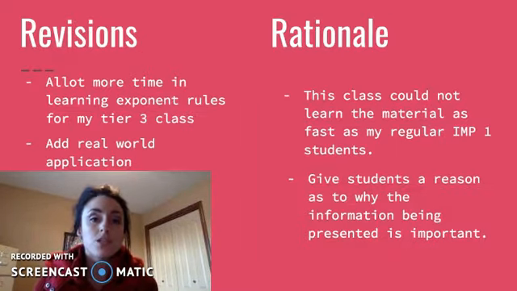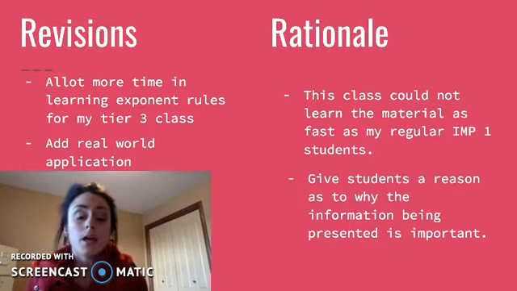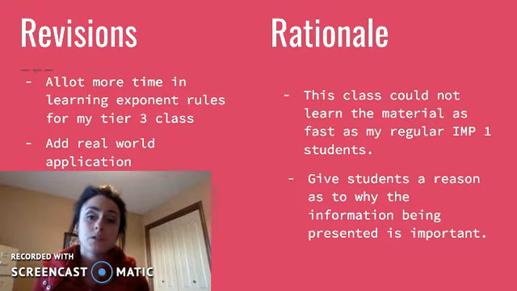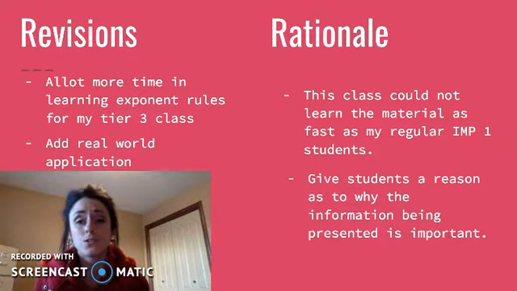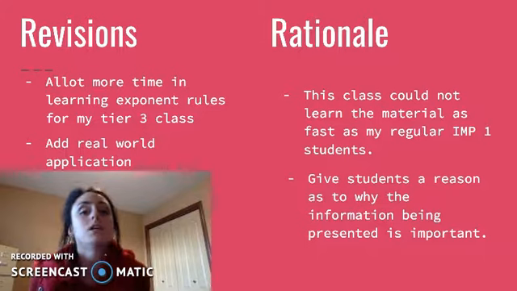So my revisions for this unit: number one, I would allot more time for my low kids, or my tier 3 kids, to learn the exponent rules. I feel like they needed a little bit more time, and then also to add in that real world application. The rationale for each one: the class could not learn the material as fast as my regular IMP1 students. And the rationale for the other one, it gives students a reason as to why the information being presented is important.